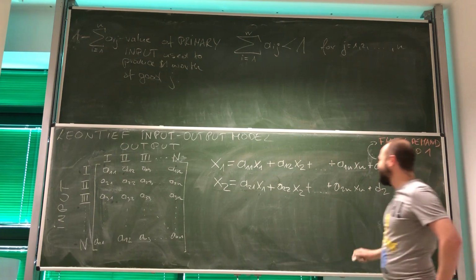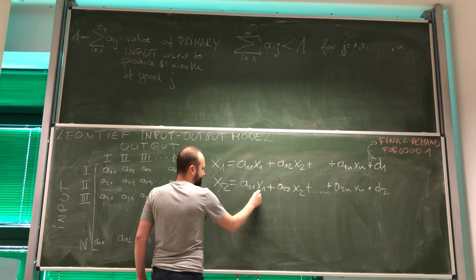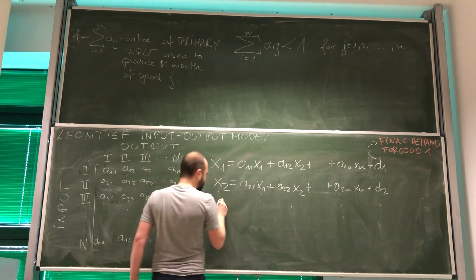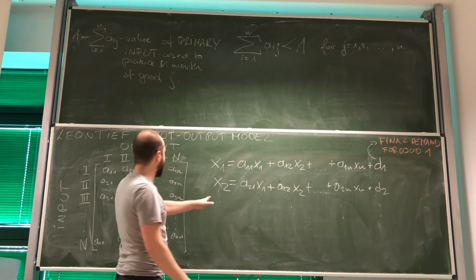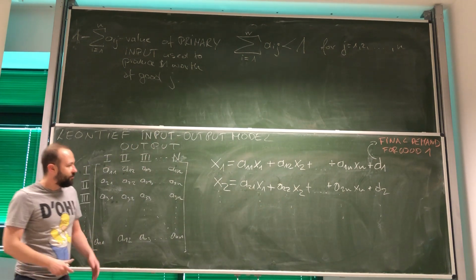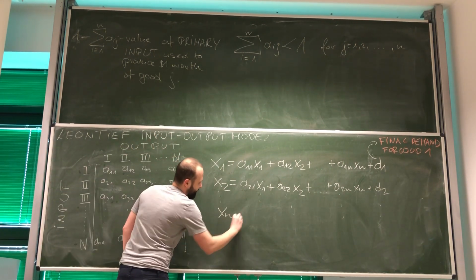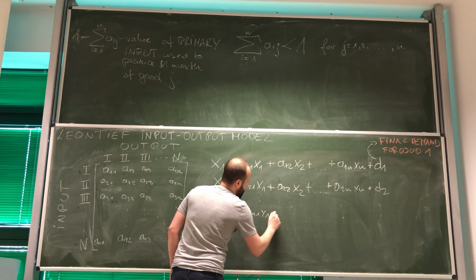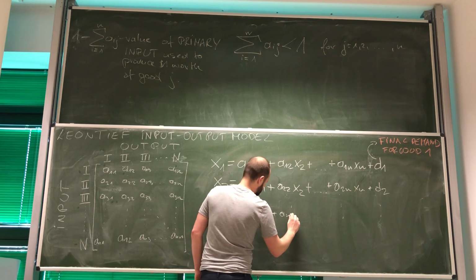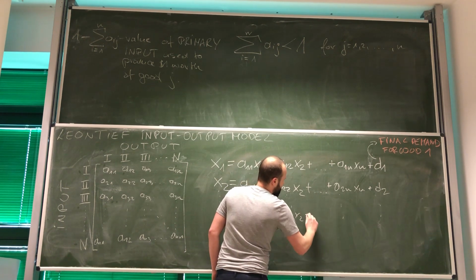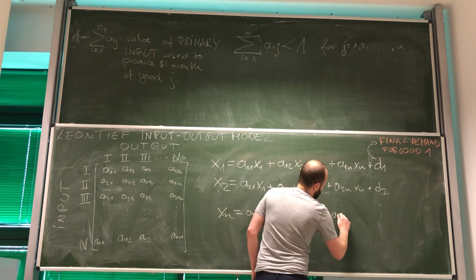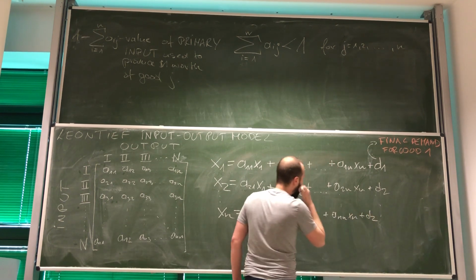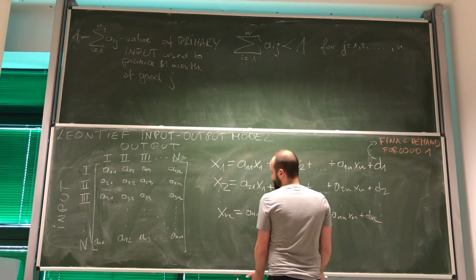And look, we could write the same type of equation for every case here, until we arrive at good n. So we've got a_n1 x1 plus a_n2 x2 plus ... plus a_nn xn plus final demand for good n.